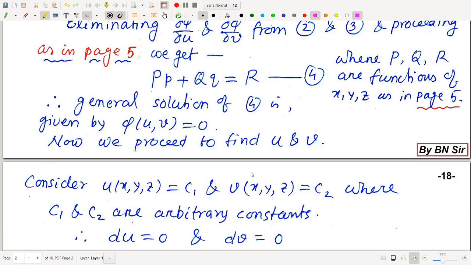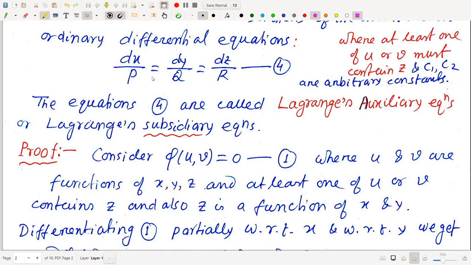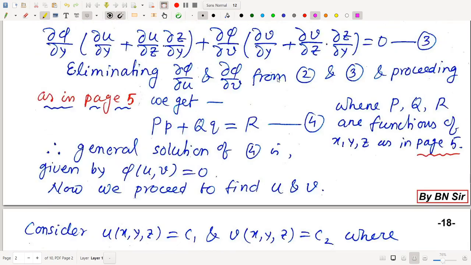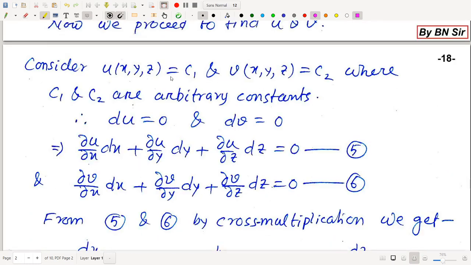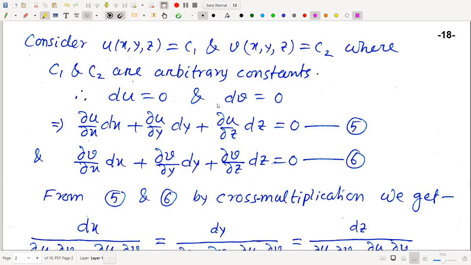Now we proceed to find u and v. What are u and v? Already written here, u and v are independent solutions of this number 4. Let us check. Consider u(x, y, z) equal to c1 and v(x, y, z) equal to c2, where c1 and c2 are arbitrary constants. Therefore du equal to 0, dv equal to 0. Du means total differential of u, total differential of v, because I said constant, so total differential is 0.